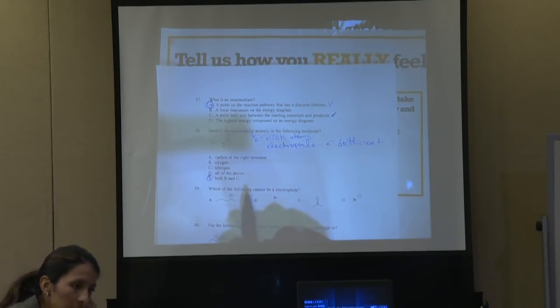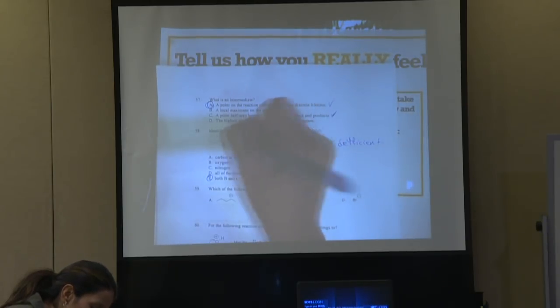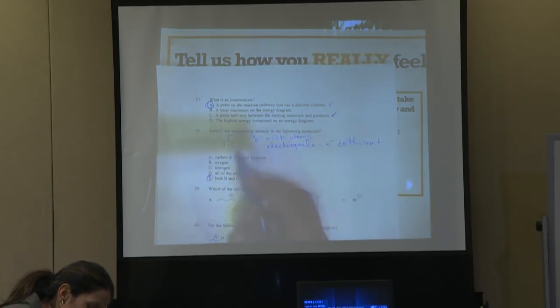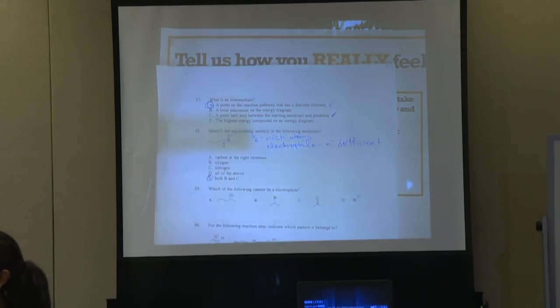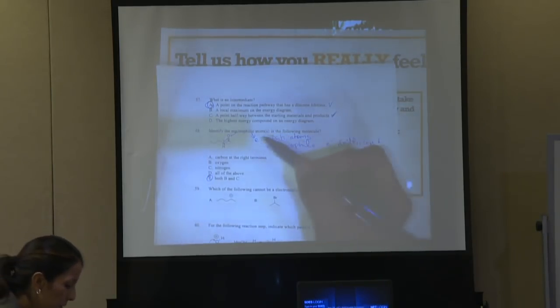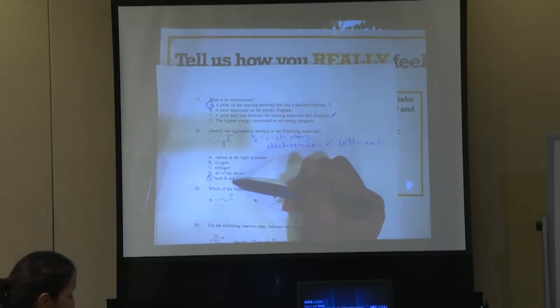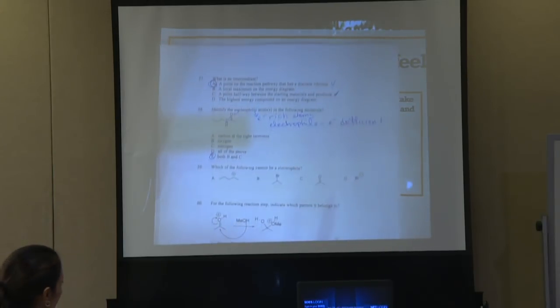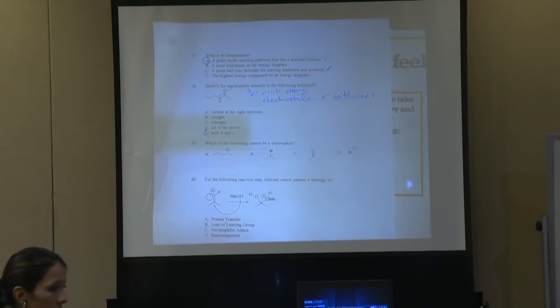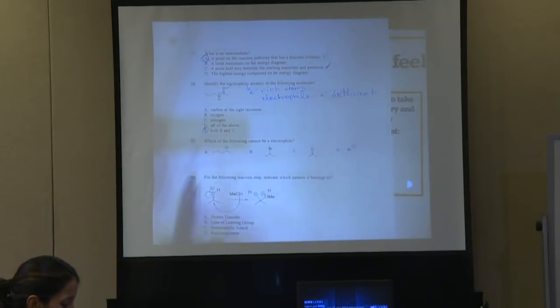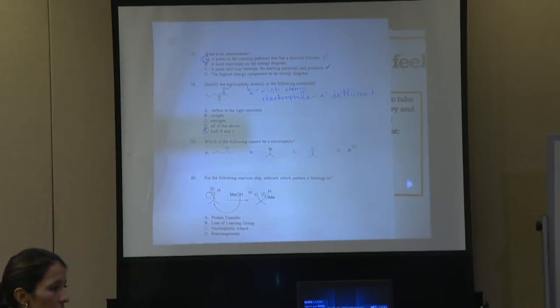So which ones are they, guys? Oxygen and nitrogen? It could be. Mm-hmm. Yeah. So that's both B and C. So E as an elephant. Everybody good? All right. So which of the following cannot be an electrophile? A? Did you say A? Yeah.